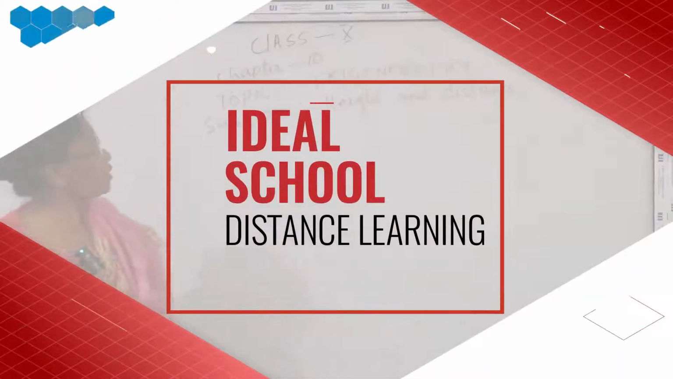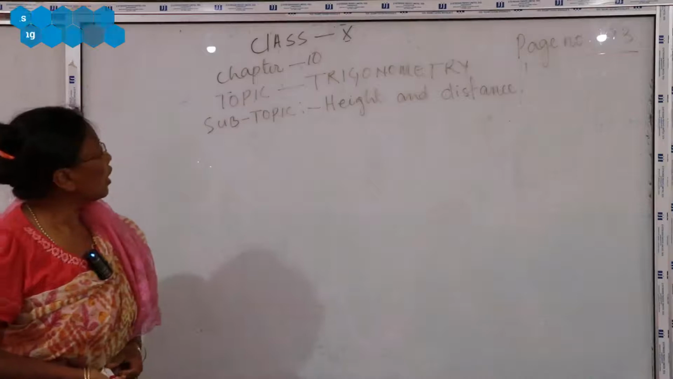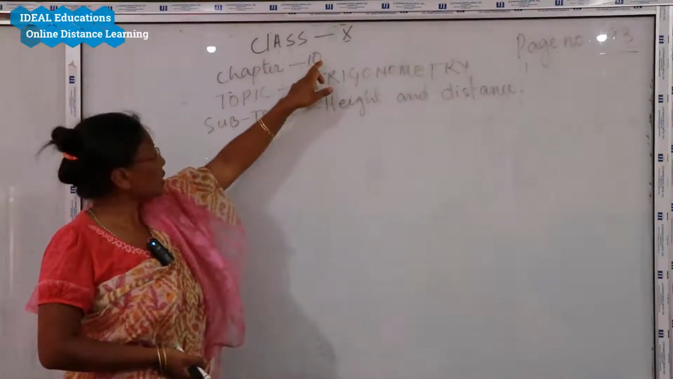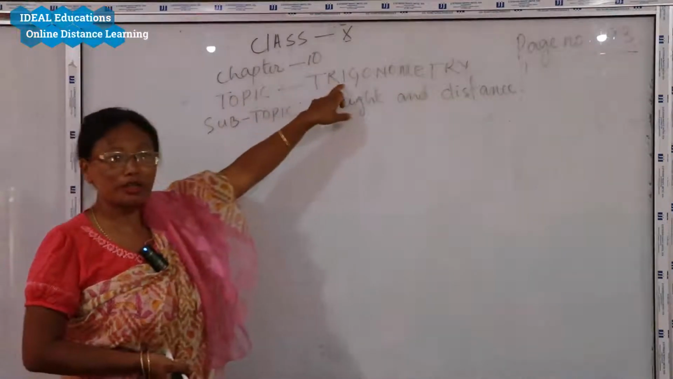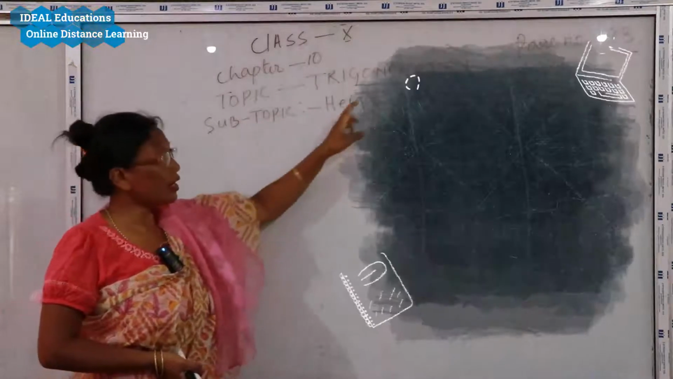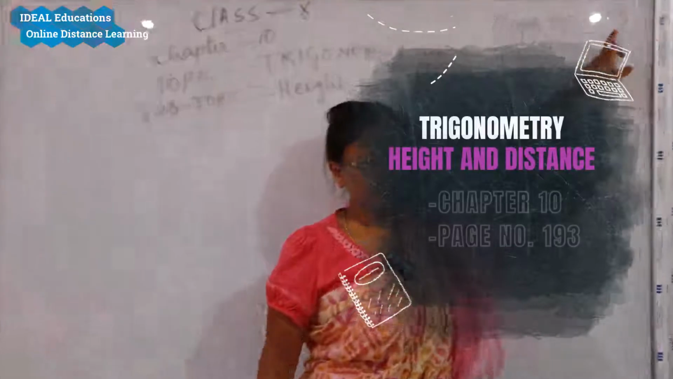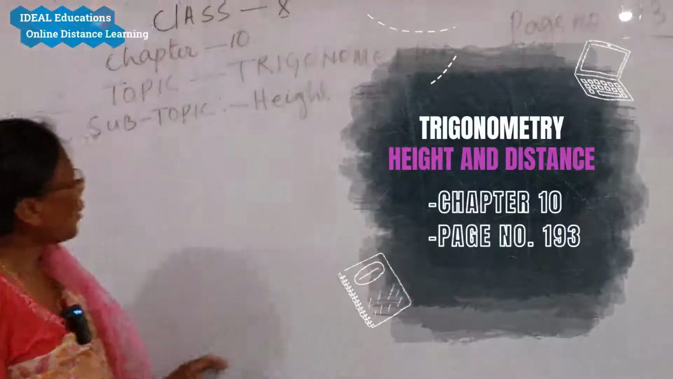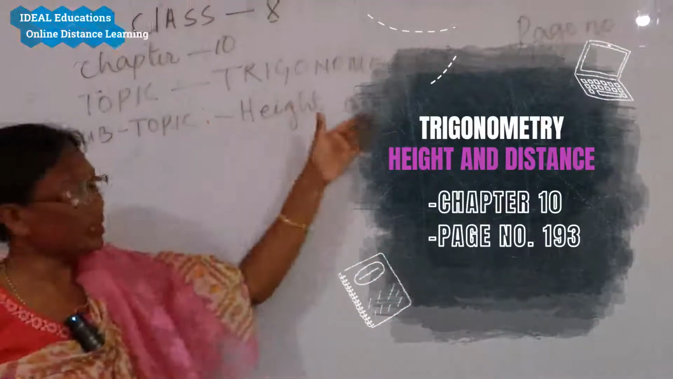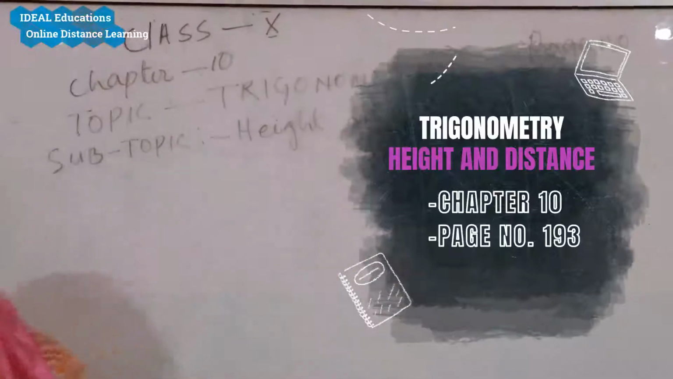Now let's begin our today's class. Our topic chapter is chapter number 10, topic trigonometry. Subtopic is height and distance. Open your page number 193. Now we are going to discuss about the height and distance today.